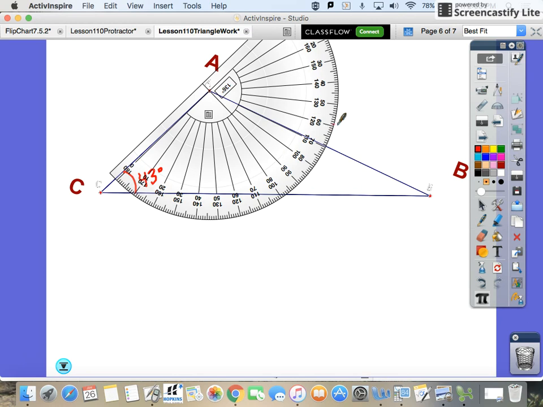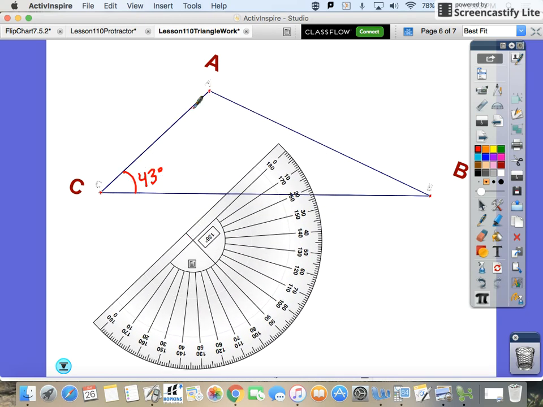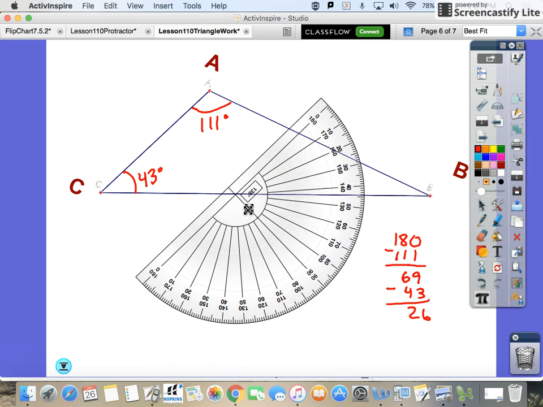Let's see. I'm trying to tilt my head to look at this. We have 110 right here, 115, 120. So 110, it should be about 111. I'm sorry. You just got to be really careful. I make these mistakes too. 110, 115, 120. This should be about 111 degrees. Now what we could do to save time is do 180 minus 111, which would be 69, and then minus 43, which would be 26. But let's just practice using our protractor.